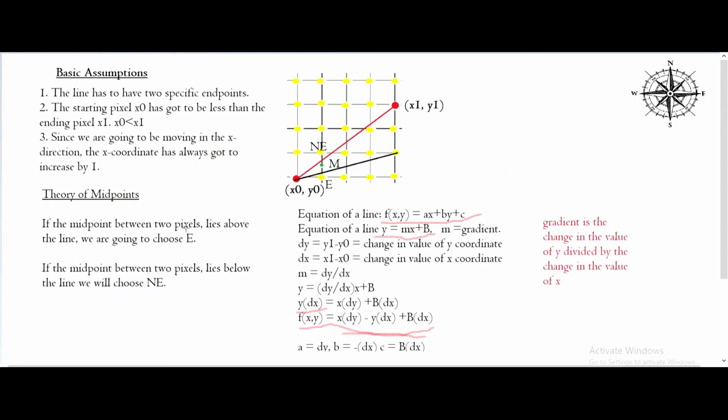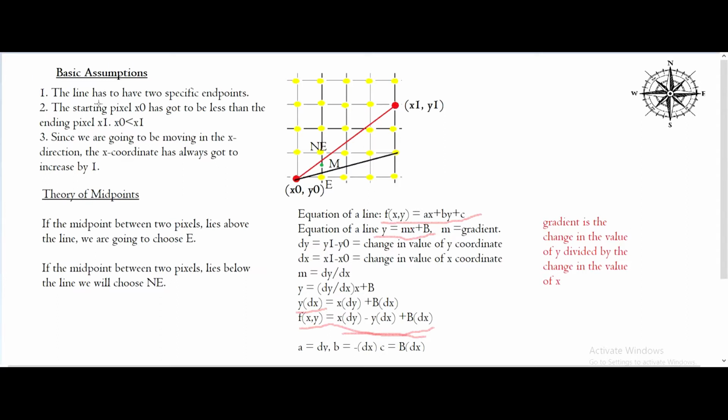Okay, so our first step in understanding the midpoint line derivation algorithm is some basic assumptions. So we're going to have to assume that the line which we're going to be working with has two specific endpoints. So let's consider this red line here. It starts from the first point, x0, y0, and it ends at this pixel here, x1, y1. So it has a specific starting point pixel, and it has a specific ending point pixel. Right, so that's our first assumption done.